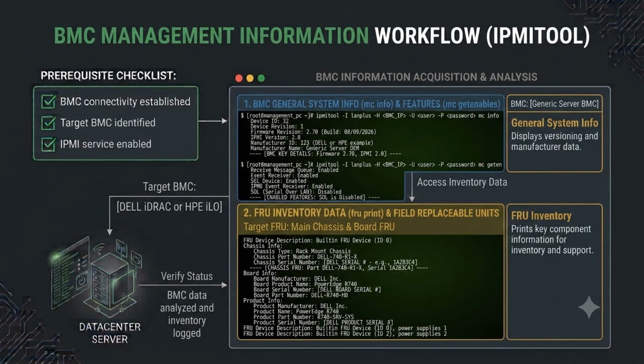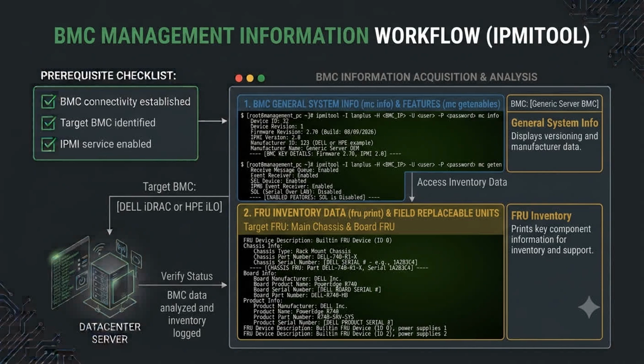Type ipmitool mc getenables. This shows which features are enabled in the BMC. IPMI messaging, power restore policy, boot device selection, all enabled in production. This information is critical for inventory management and firmware updates.